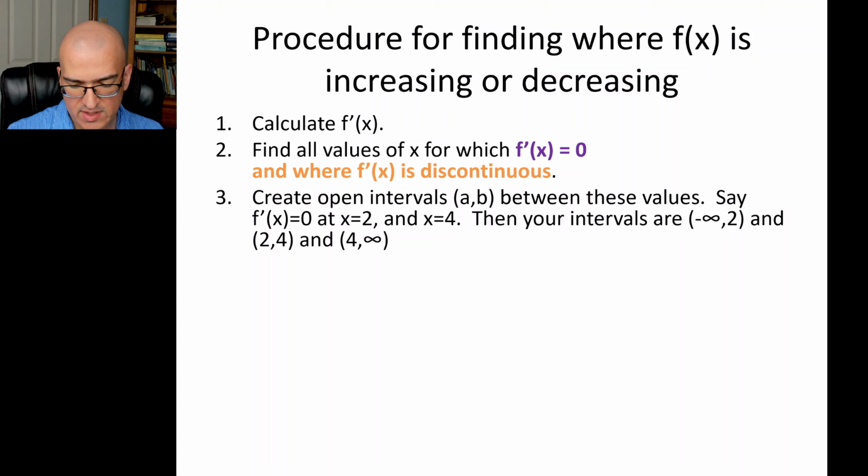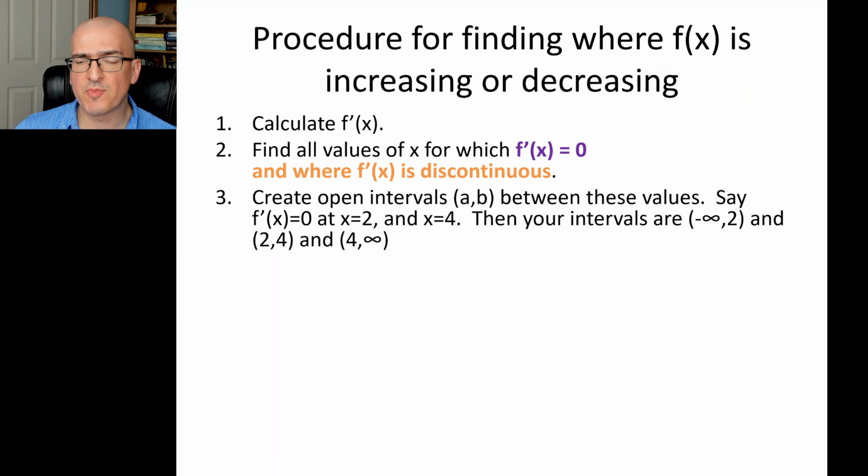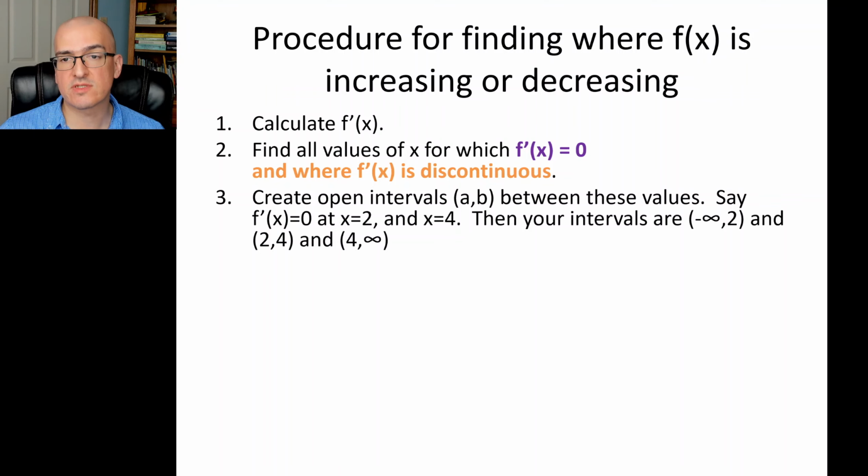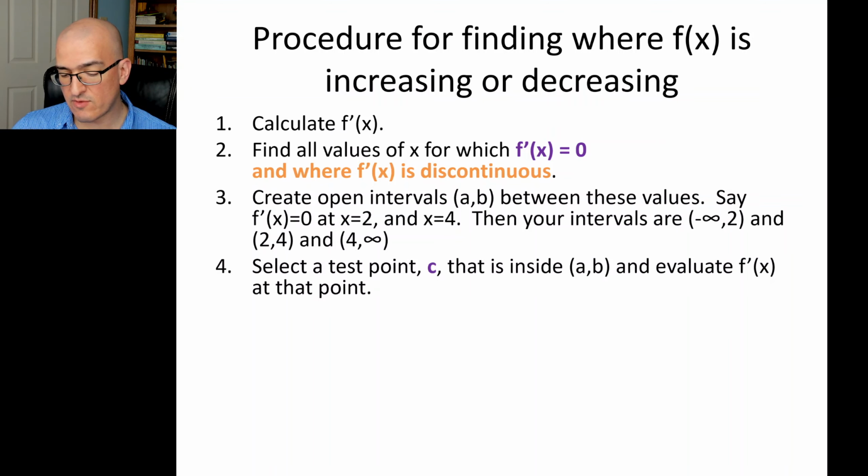What we do next, and the text here isn't very good, but we create a number line. We create a number line and we cut that number line up at all the solutions we found in step 2. So at all the x coordinates that caused the derivative to be 0, and at all the x coordinates that caused the derivative to not exist. Then we do a test. So we cut our number line up. That's subdividing it up into regions.